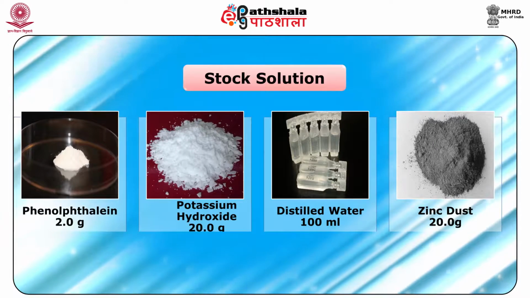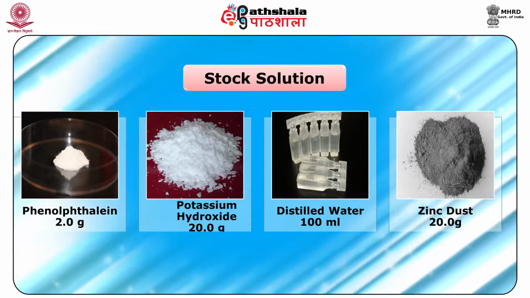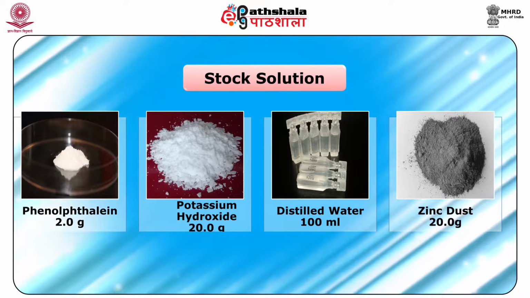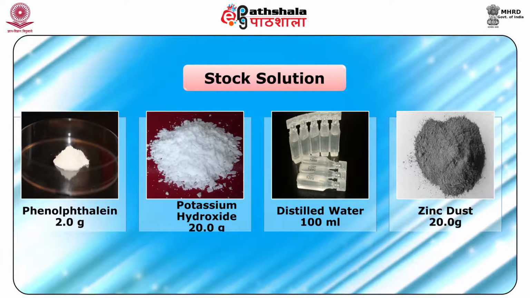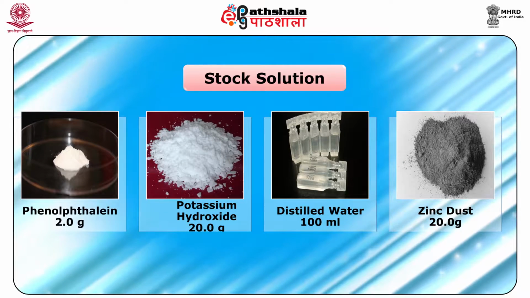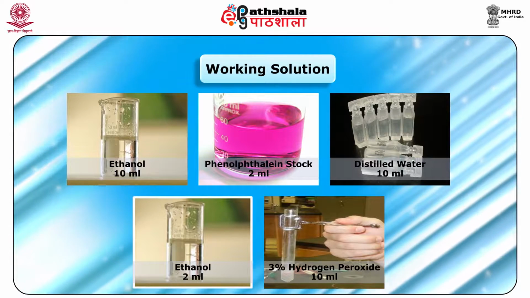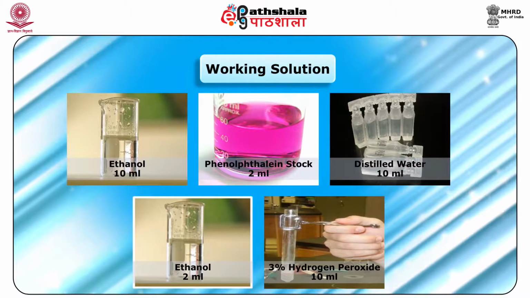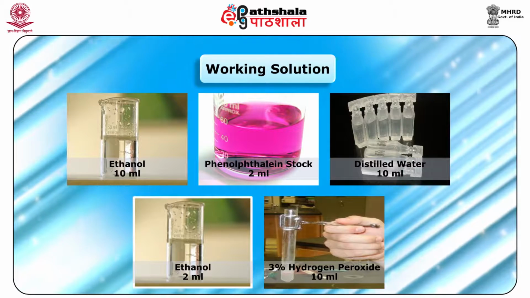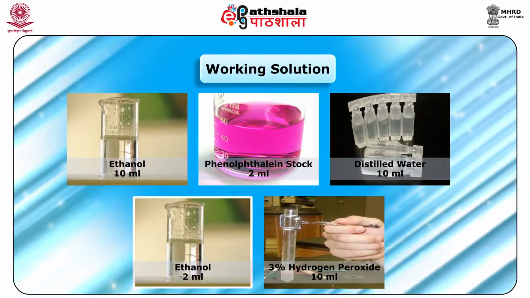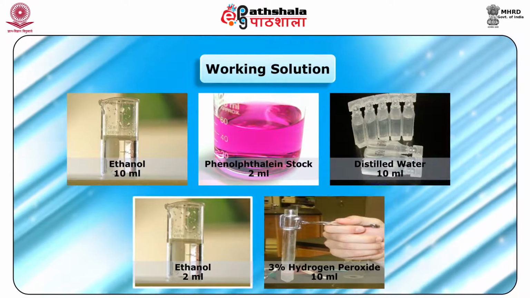For the reagents, first we have to make a stock solution in which we use 2 gram phenolphthalein, 20 gram potassium hydroxide, 100 ml distilled water, and 20 gram zinc dust. Next we have to make the working solution: ethanol 10 ml, phenolphthalein stock 2 ml, distilled water 10 ml, ethanol 2 ml and hydrogen peroxide 10 ml.